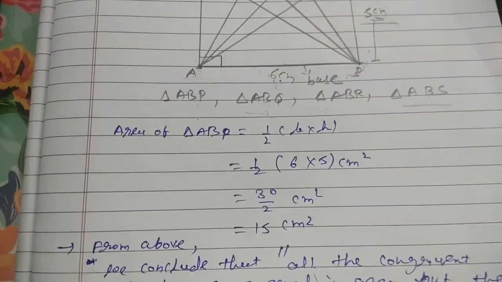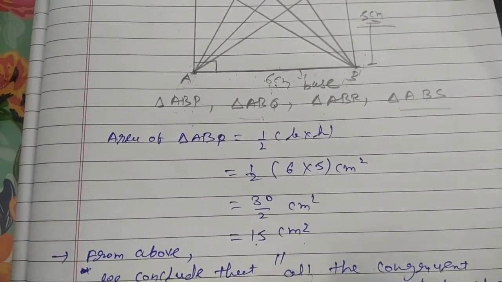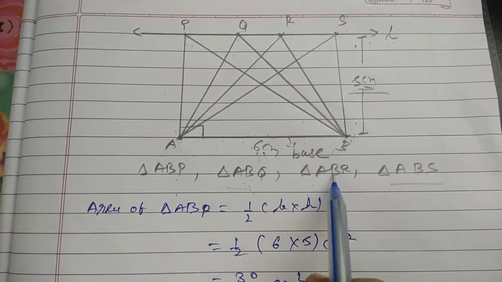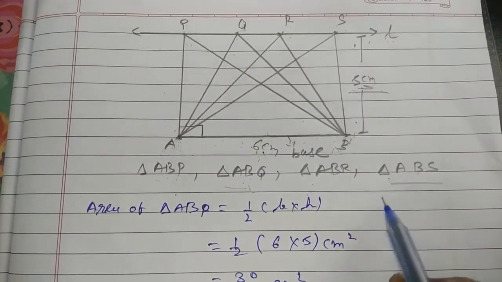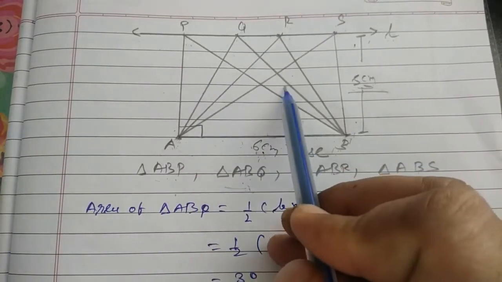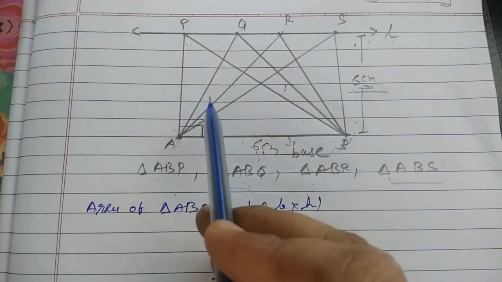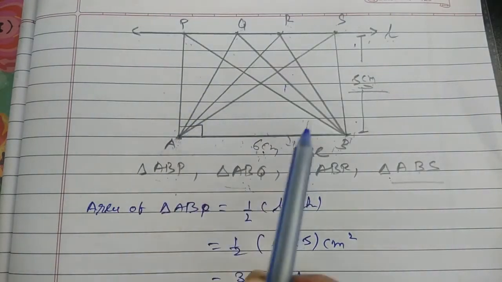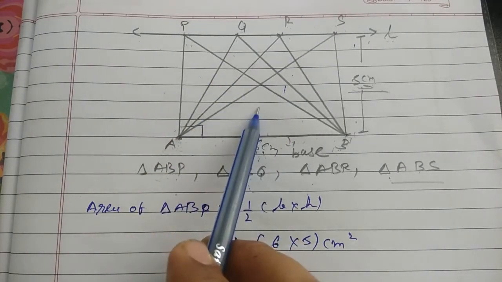So we got the area of ABP as 15 centimeter square. Similarly, the area of ABQ is also 15 centimeter square, ABR 15 centimeter square and ABS 15 centimeter square. The areas are the same for all the triangles. But the question is, are these 4 triangles congruent? Of course not, as we can see that triangles ABP, ABQ, ABR and ABS are not congruent.